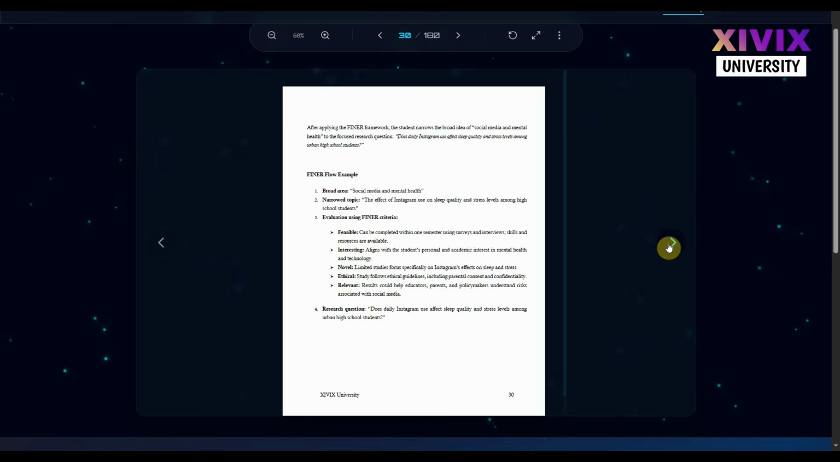Also, it is relevant because the findings of this research topic help educators, parents, and also policymakers better understand the potential risk of social media use.